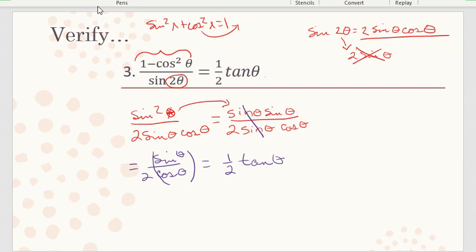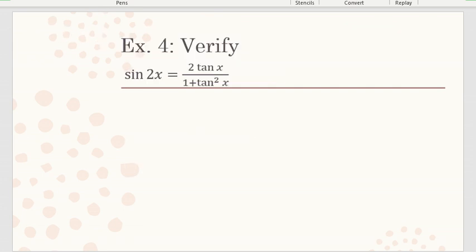And I'm done. Bingo. The end. All right, look at the next one. Oh, look at this one. This is our 2 sine theta. Now, this is the really simple side. All I know from this is 2 sine x cosine x.